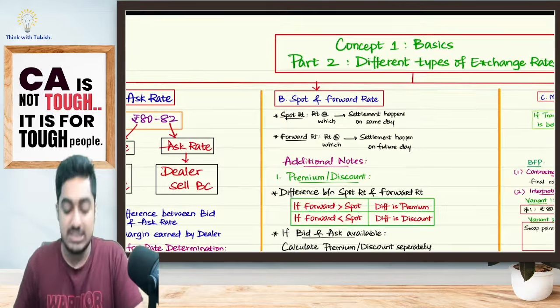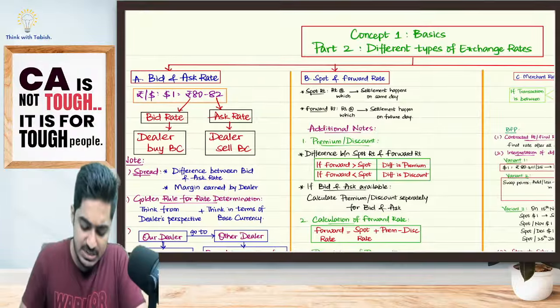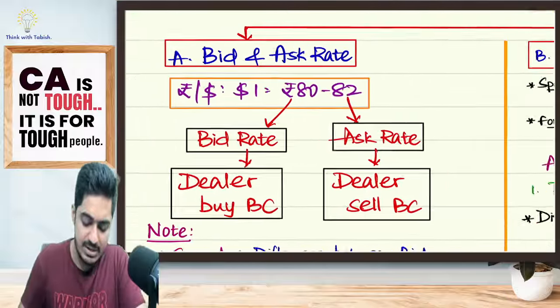Next we are having part 2, that is different types of exchange rates. 3 different types of exchange rates are primarily there. First is bid and ask, then spot and forward, then merchant and interbank. One by one, let us try understanding.